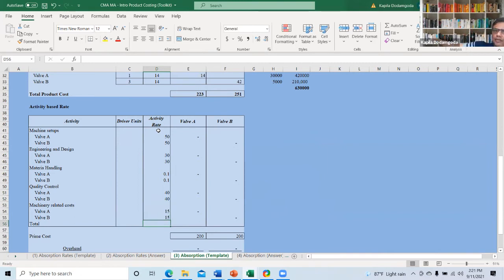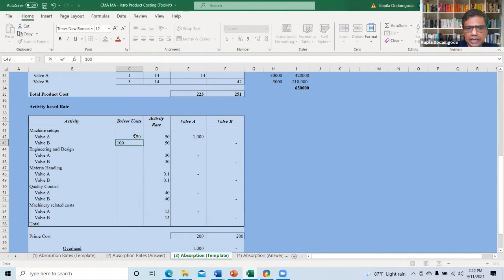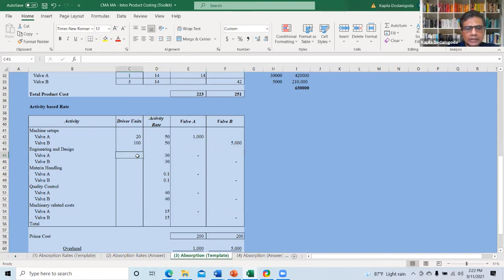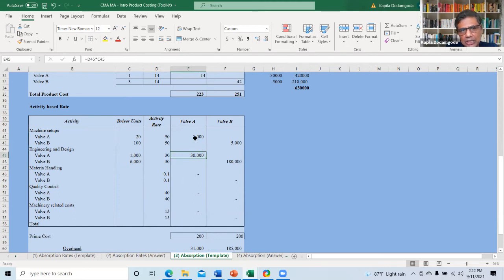Now we can see what it is going to cost us to produce valve A and valve B. We can't calculate at the per unit level; that will be a more complicated calculation. We calculate the total for valve A and divide it by the number of units. Out of the 120 setups, valve A would consume only 20 and valve B would consume 100 setups. So therefore, that 6,000 cost base, 1,000 will be absorbed by valve A and 5,000 by valve B. Similarly, engineering and design time, valve A would consume only 1,000 hours, valve B would consume 6,000 hours. So out of that 210,000 cost, only 30,000 will go to valve A, 180,000 will go to valve B.